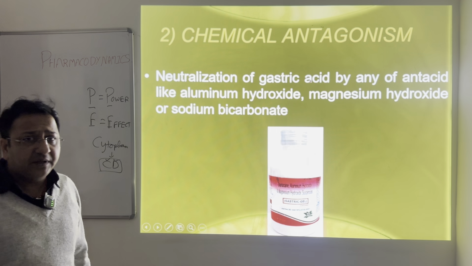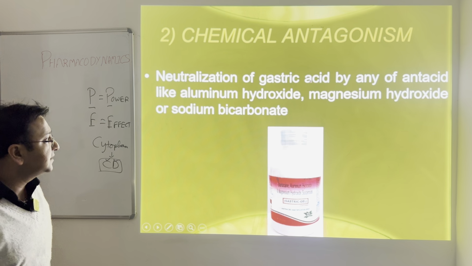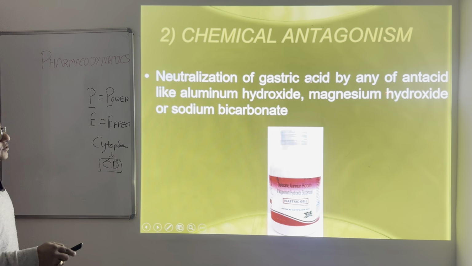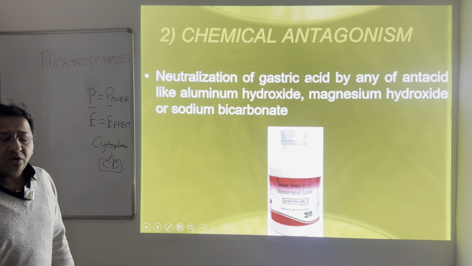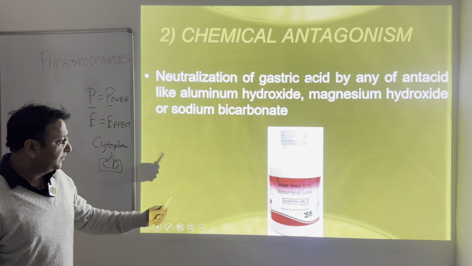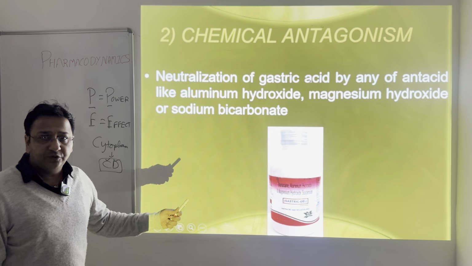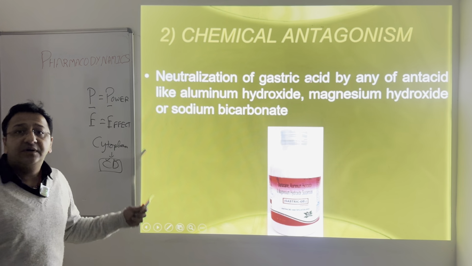Chemical antagonism: we have seen the antacid, which we give for peptic ulcer. Neutralization of gastric acid by antacids like aluminum hydroxide, magnesium hydroxide or sodium bicarbonate. So antacids neutralize the gastric acid. This is the example of chemical antagonism.